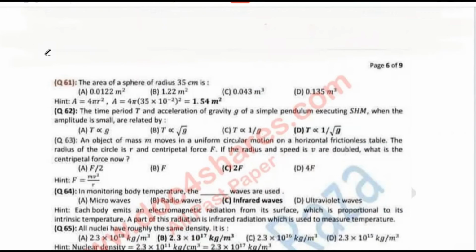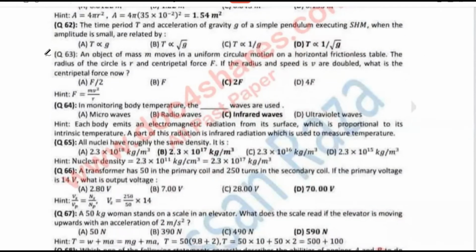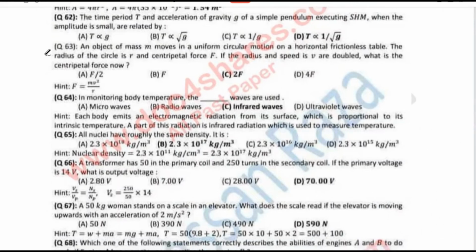So the question answer is C2F. 64, in monitoring body temperature, the waves produced are infrared waves. So the next one is 65. All nuclei have roughly the same density. It is 2.3 × 10^17 kilogram per meter cube.